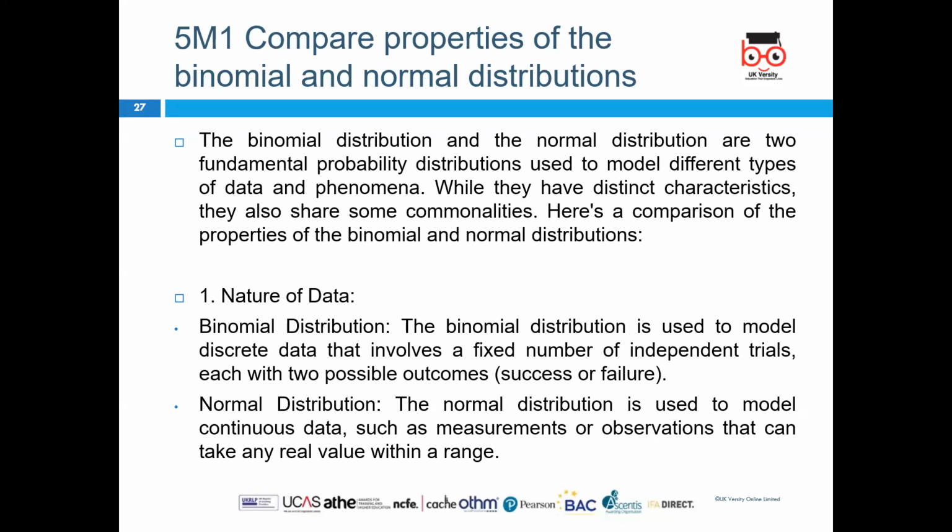So the differences between these two distributions are classified into certain characteristics. The first of which is the nature of data. So the binomial distribution is used to model discrete data that involves a fixed number of independent trials. Like I said, you have to toss a coin 20 times. You know the probability of each, either heads or tails, basically success or failure. Whereas the normal distribution is used to model continuous data such as measurements or observations that can take any real value within a range.